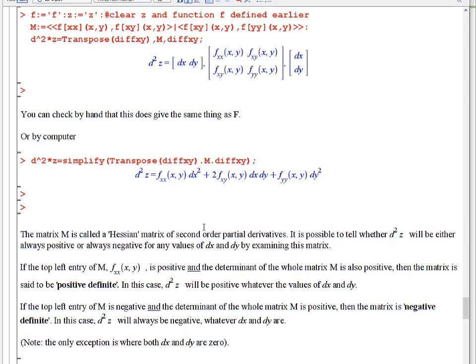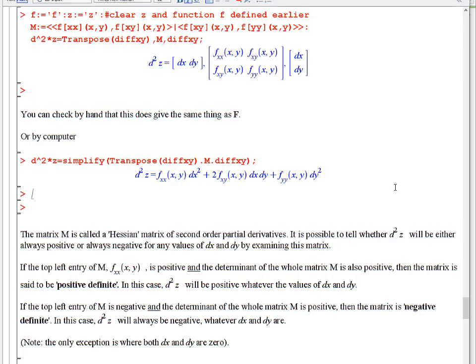And the rules are that, and here, if you've been drifting through this, this is the bit you need to know, that if the top left entry of this is positive and the determinant of the whole matrix is positive, then this matrix is called positive definite. In that case, this answer will be positive, whatever you put in for dx and dy, positive, negative, doesn't matter. If this is positive and if the whole determinant is positive, then this will always be positive.